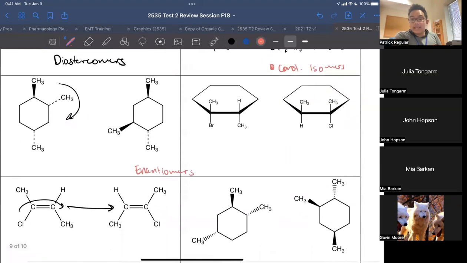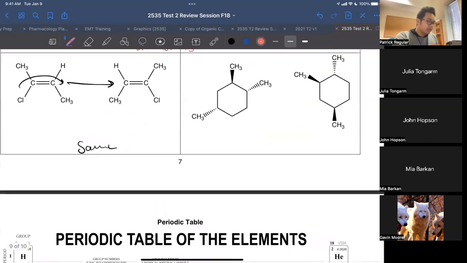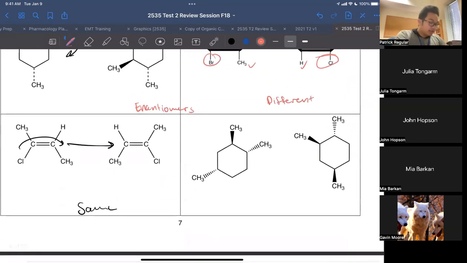This one, really easy. If you look at it, all right, methyl group, methyl group, methyl group, methyl group, hydrogen, hydrogen, Br, Cl, they're different. Straight up. Last one, all right, well, again, if you have a cyclohexane with branches, I just rotate it. Rotate because it keeps in the plane of the paper.